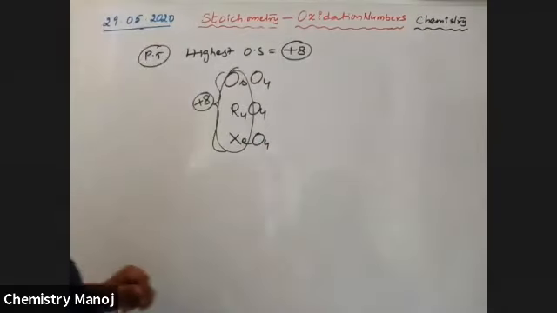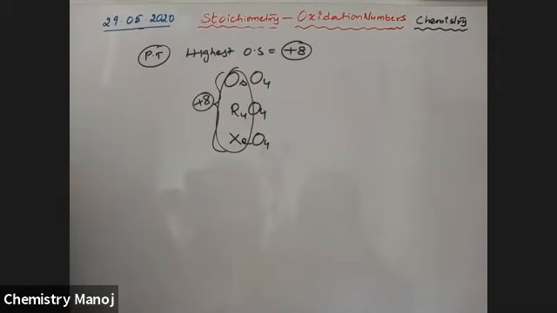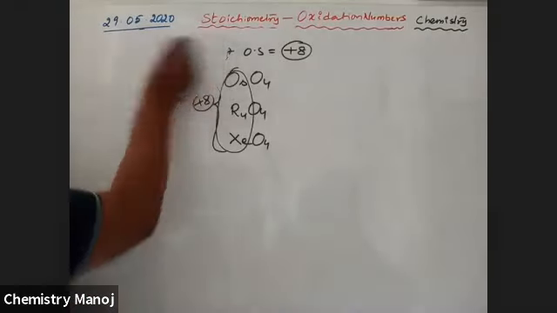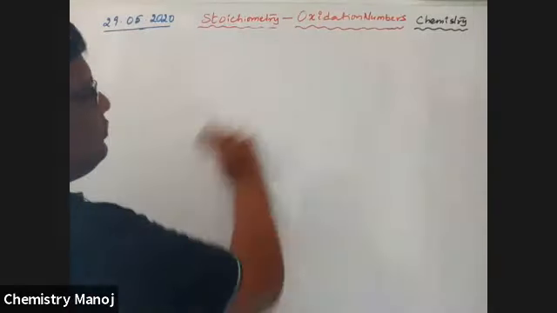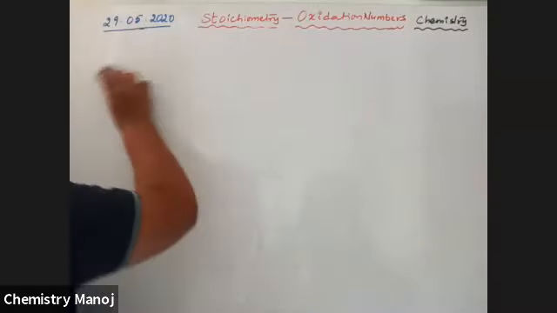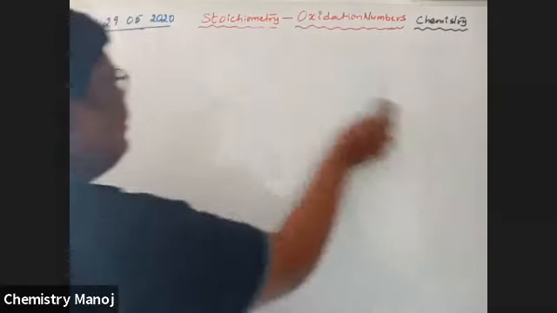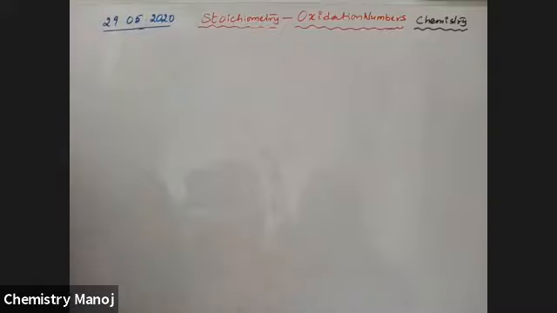It never exceeds the group number, and the highest is only +8. Below +8 everything is possible, but above +8 is not possible. Every element's highest oxidation state is equal to its group number. So that is oxidation state; please keep this in mind. Next, I am going to give information about those elements one by one.